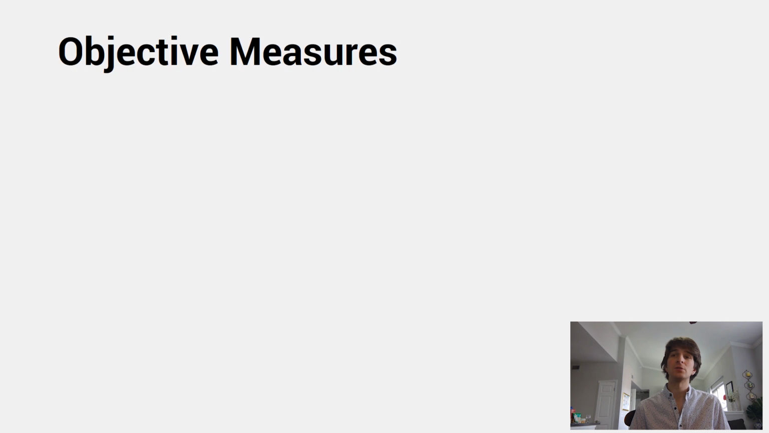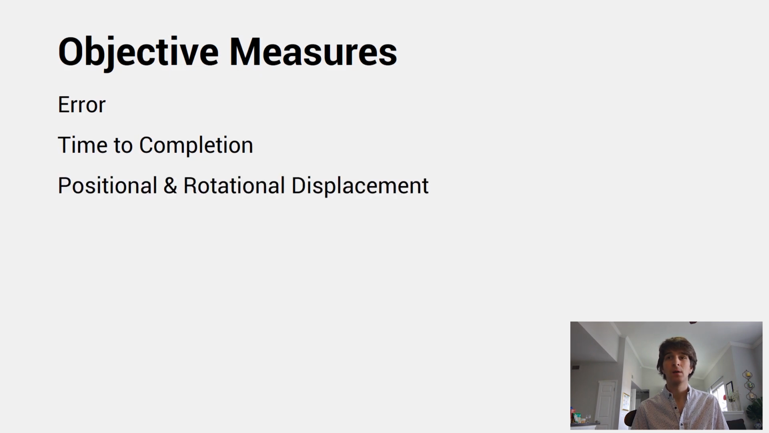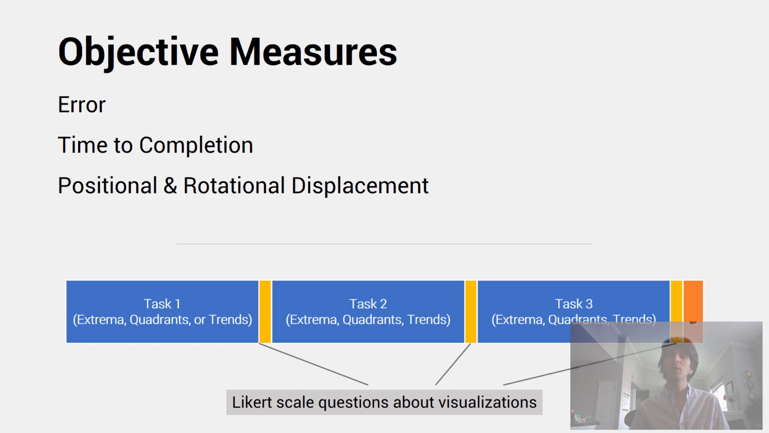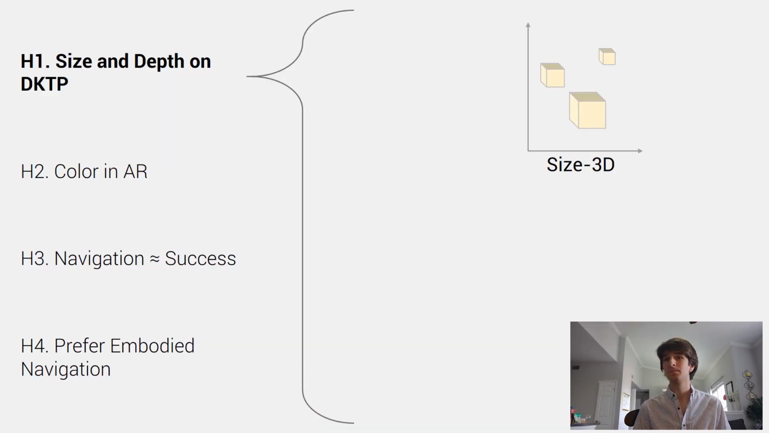We took several measures, both objective and subjective. We were primarily interested in error and time to completion for each trial, but we were also interested in how much participants navigated the environment, measured as the positional and rotational displacement of the camera game object at each frame. In between each block, we collected measures on how much participants preferred each visualization type through Likert scale questions. And after all 3 blocks, there was a final questionnaire with more Likert scale questions and open feedback.